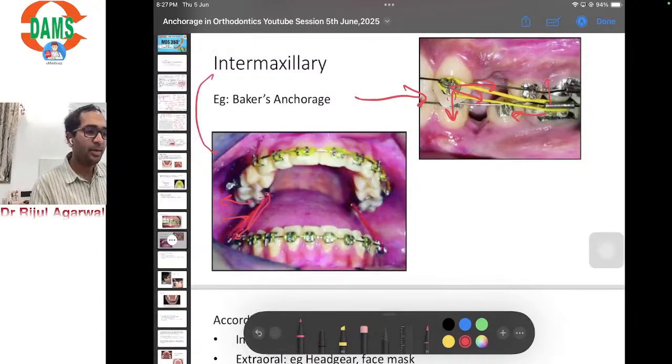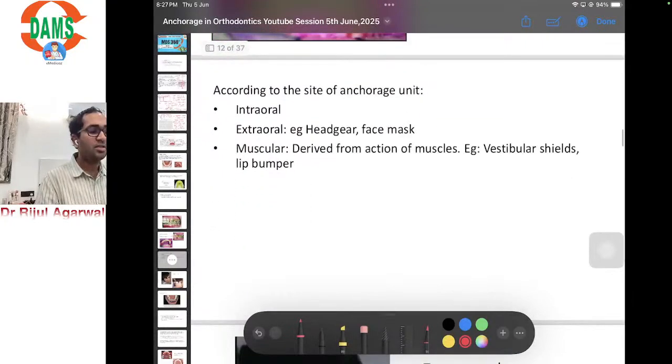Baker's anchorage, intermaxillary anchorage example. Next, elastics applied to correct the crossbite or scissor bite are an example of intermaxillary anchorage. Next is according to site of anchorage unit used.